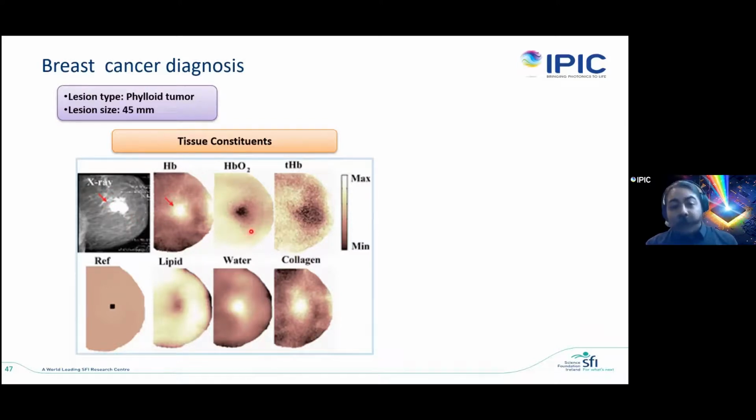You see it in oxy and deoxyhemoglobin, lipid, water, and collagen. So you can see this profile directly. And there's just one application. There is an enormous list of them.